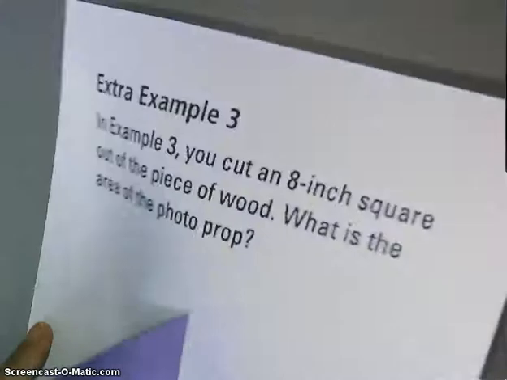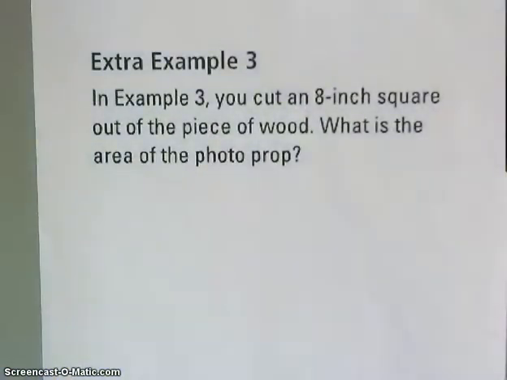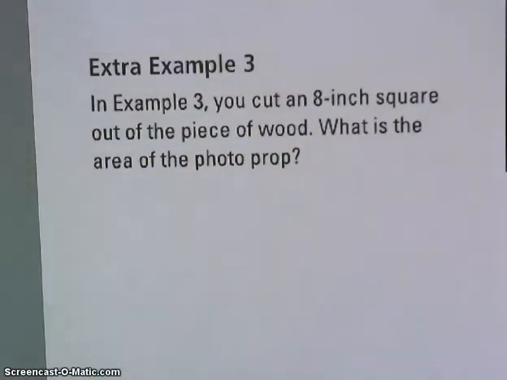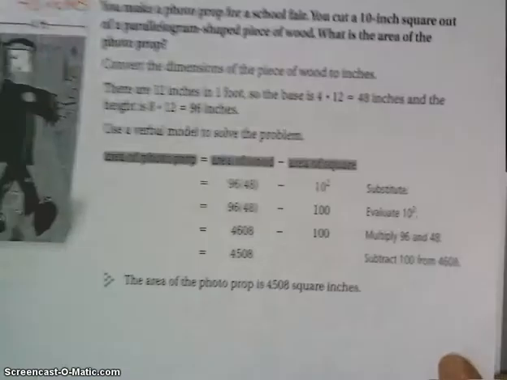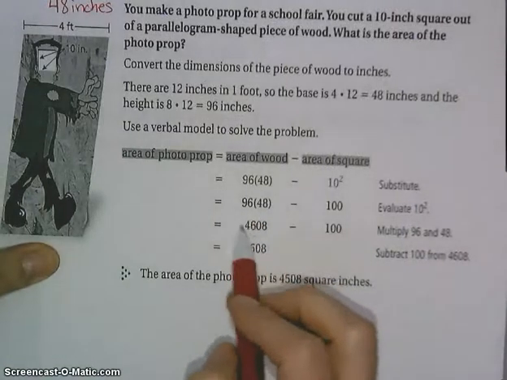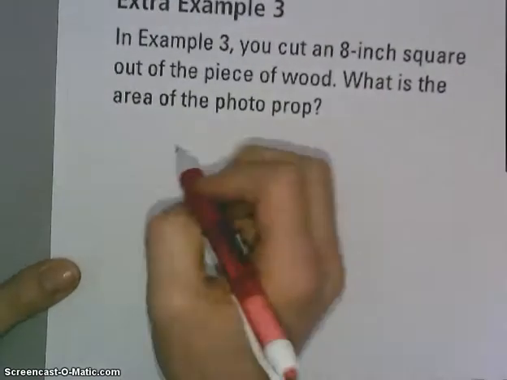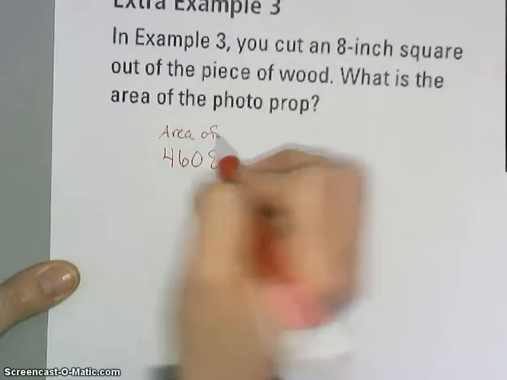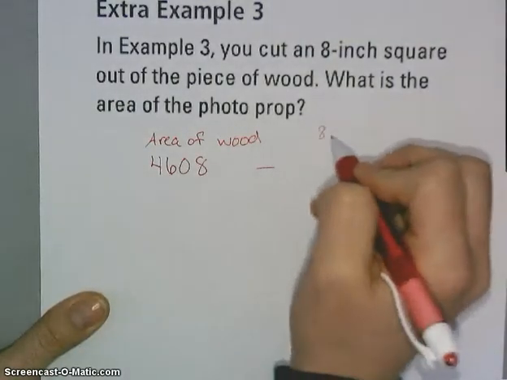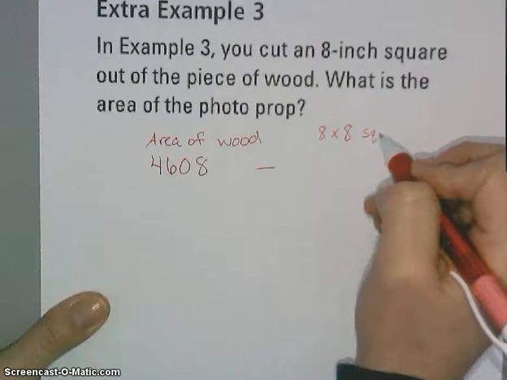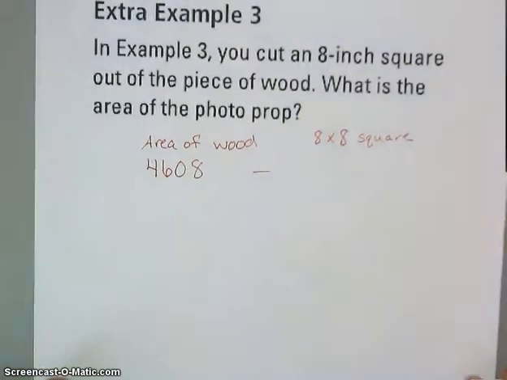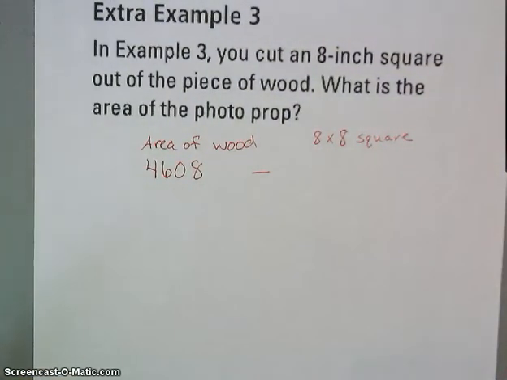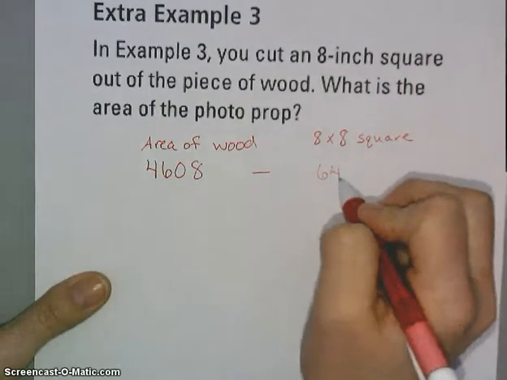This says, in example 3, we're going to instead cut out an 8 by 8 square inch piece out of the wood. So remember, we started with 4,608. We're still starting with that same amount. That's the area of the wood, that's what we're starting with. Now I'm taking out an 8 by 8 square. I want that to go away. So if I have a square that's 8 by 8, my area is 64 inches squared.